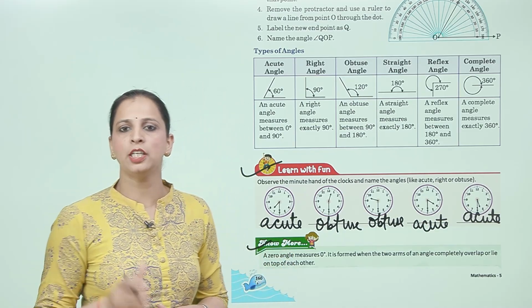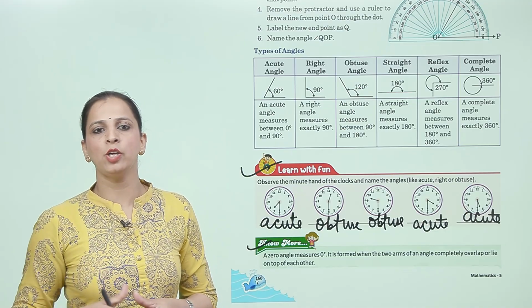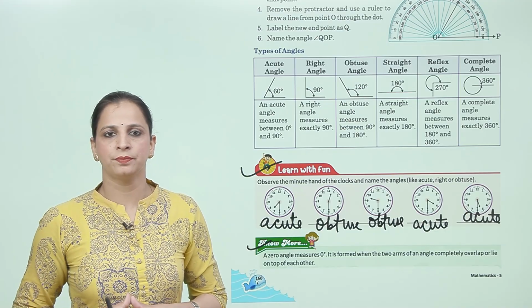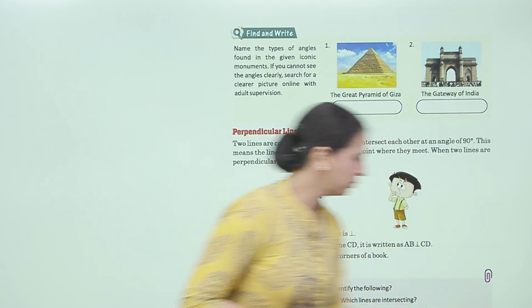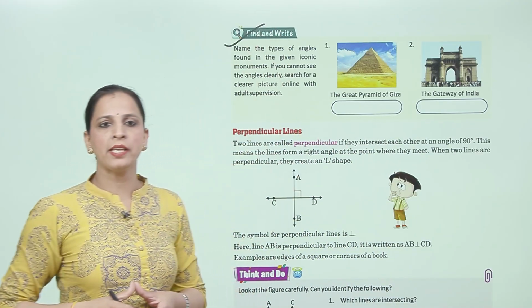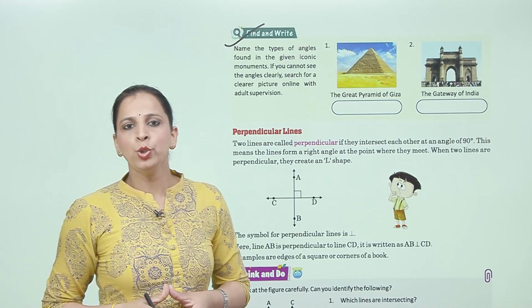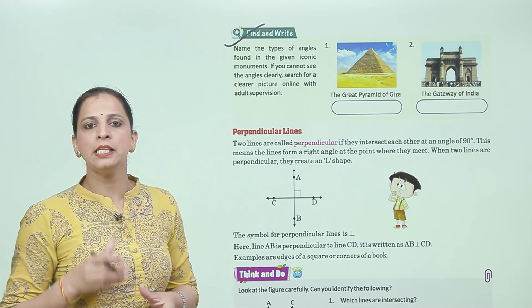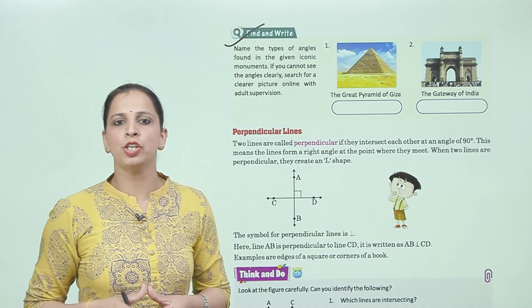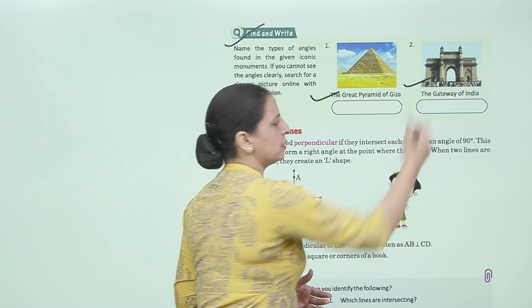It is formed when the two arms of an angle completely overlap or lie on top of each other. Now find and write. Name the types of angles found in the given iconic monuments. If you cannot see the angles clearly, search for a clearer picture online with adult supervision. Now you can find the angles.